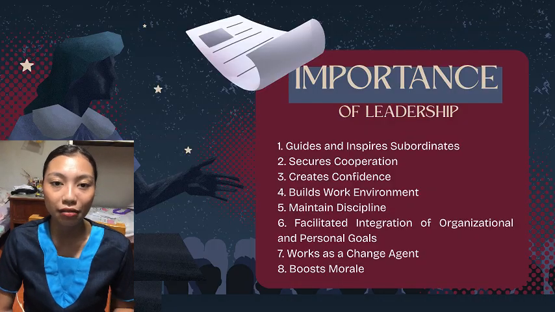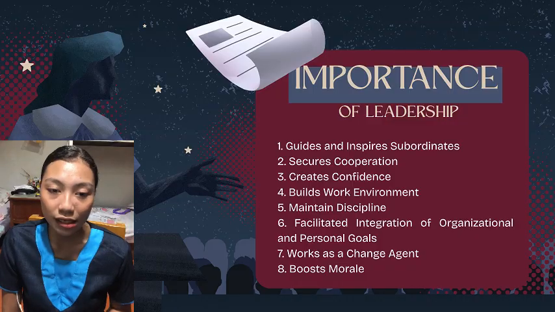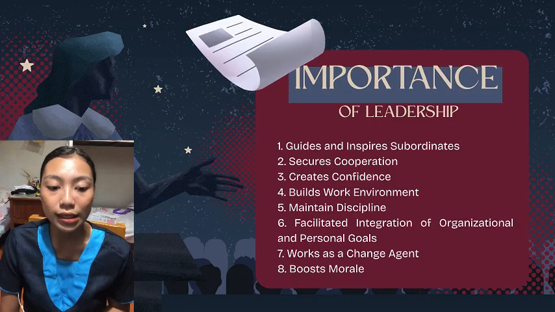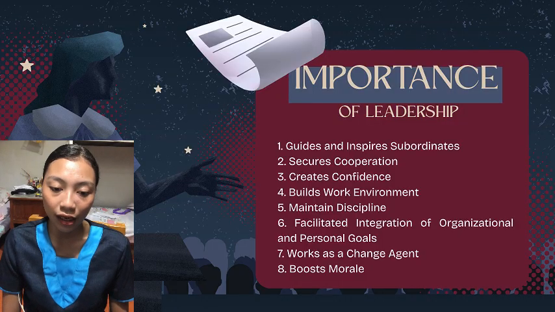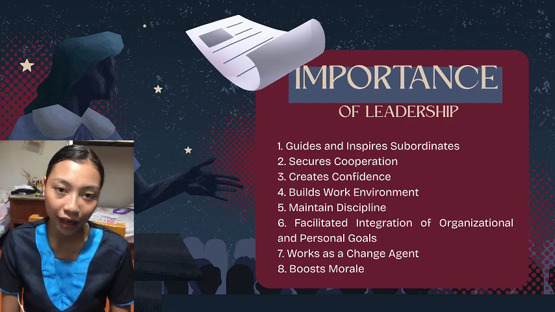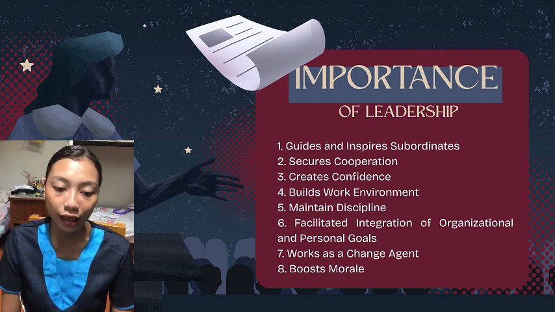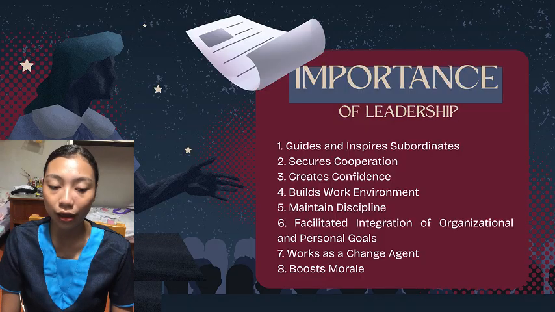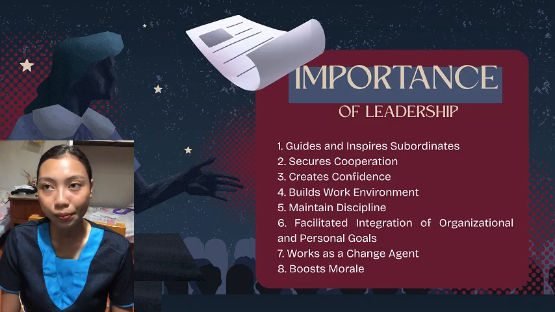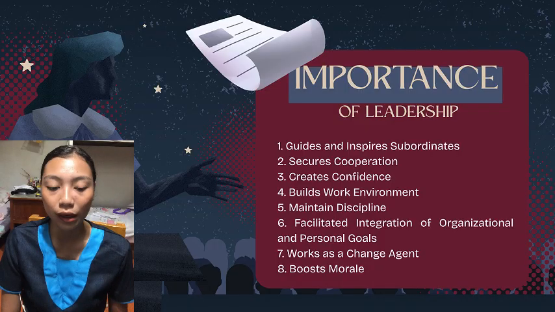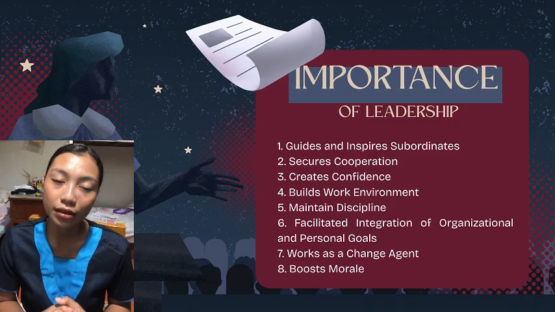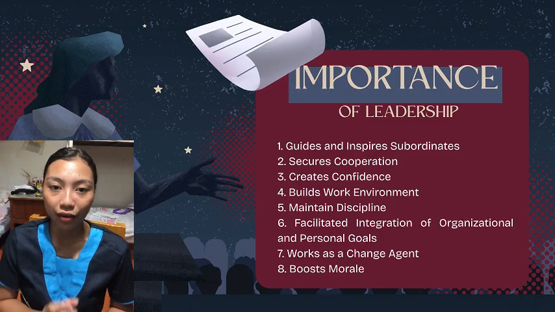The fifth importance of leadership is it maintains discipline. Leaders uphold standards and ensure accountability, which keeps operations smooth and fair. For example, a team lead who calmly addresses lateness and reinforces expectations without hostility. So leadership ensures that accountability is present for everyone. Meaning, you have to have accountability for your mistakes, which keeps operations smooth and fair.